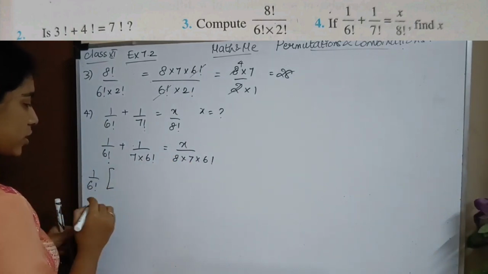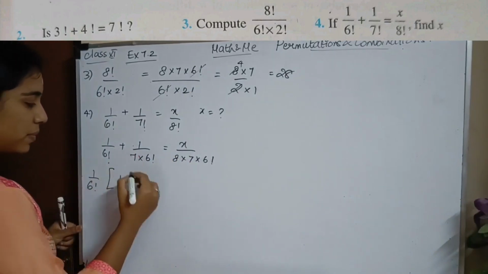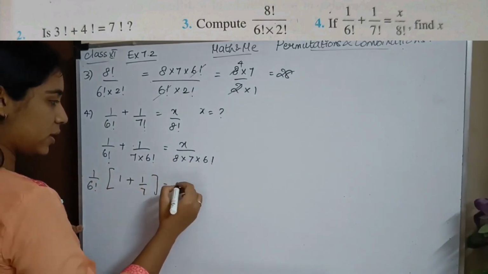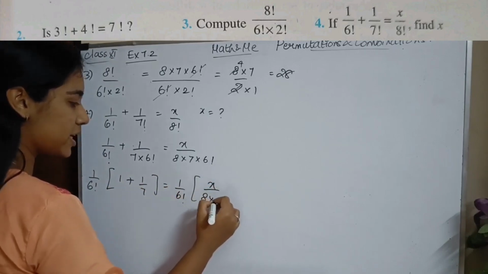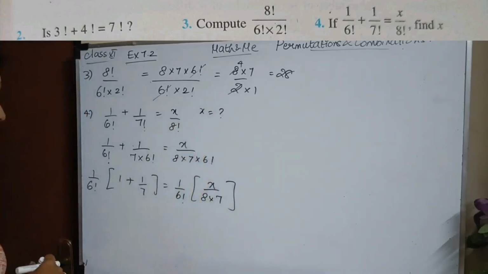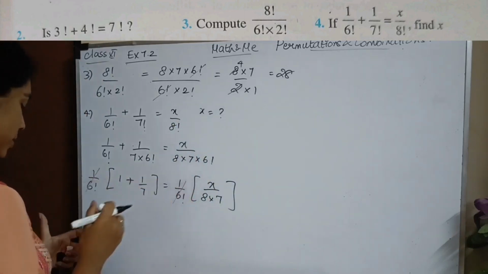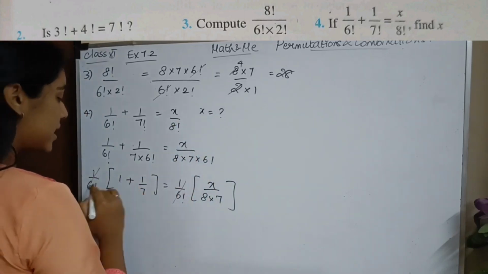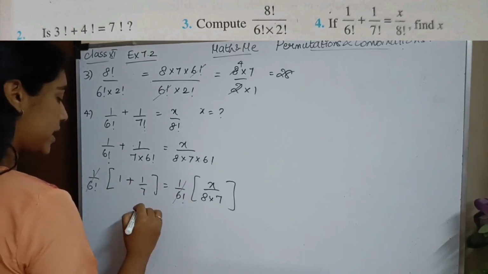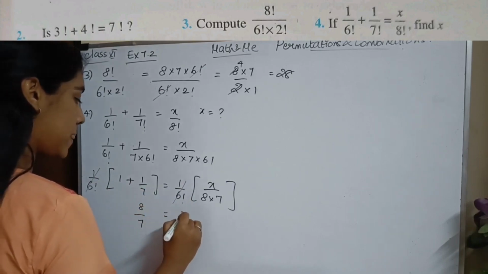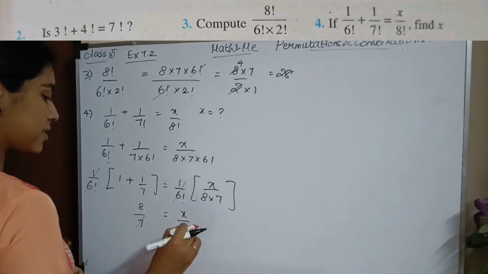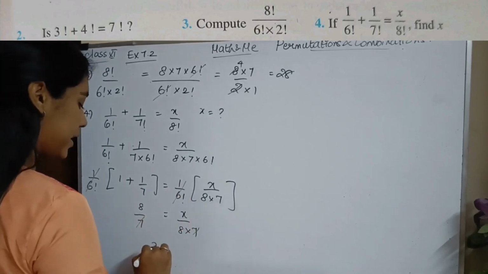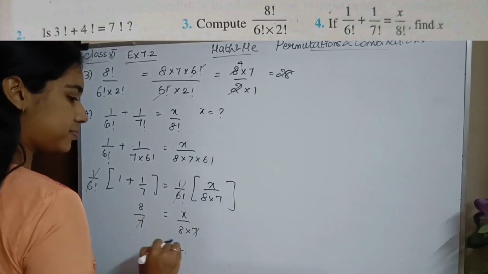So 1 by 6 factorial, in the first term 1, plus 1 by 7, equals, on the other side, 1 by 6 factorial times x divided by 8 into 7. So 1 by 6 factorial and 1 by 6 factorial will get cancelled. In that, LCM 7 plus 1, 8. So 8 divided by 7 equals x divided by 8 into 7. So 7 and the 7 are common. So I have x equals 64. Okay.